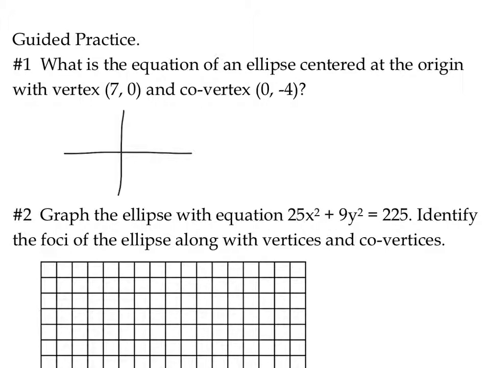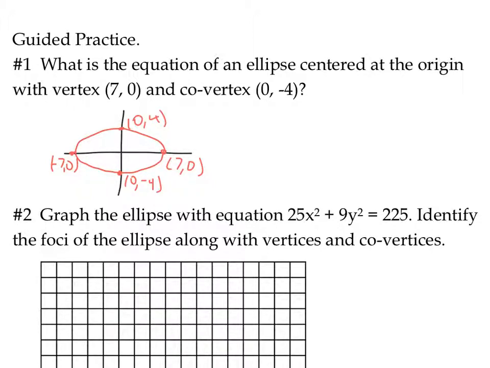So the vertex, let's say, is out here at 7, 0. That means the other vertex would be over here at negative 7, 0. Covertex at 0, negative 4. We'd have the other covertex here at 0, 4, the same distance from the center. So when we look at the vertex here at 7, 0, on this side would be the other vertex. In our ellipse, again, just a general idea of what it looks like, something like that. So that gives us an idea.